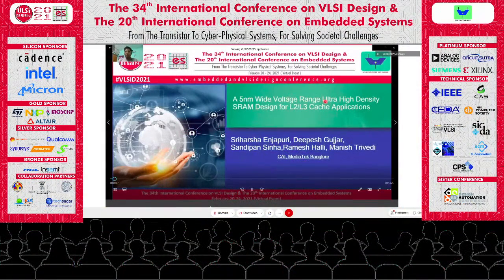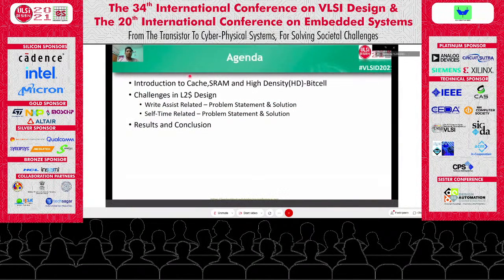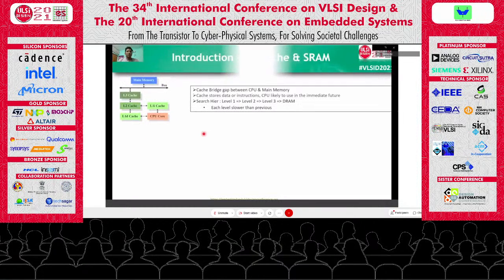Millimeter wide voltage range, ultra high density SRAM designed for the L2 and L3 cache applications. First, I will introduce the cache SRAM and the high density bit cell. Then I will see challenges in the L2 design, mainly write assist and the self time. I will go through the problem statement and solution for each one of them and discuss the results and the conclusion.